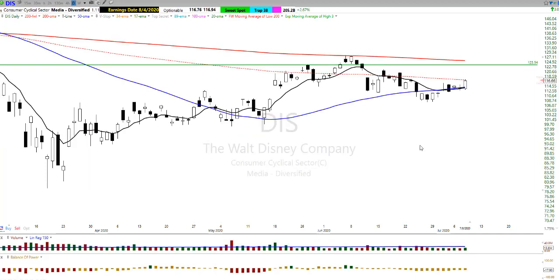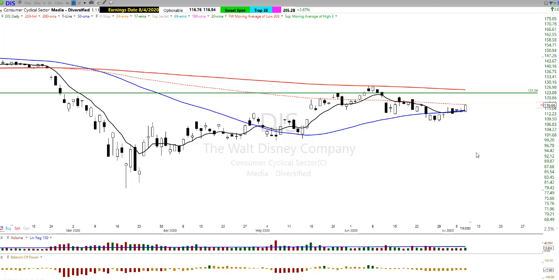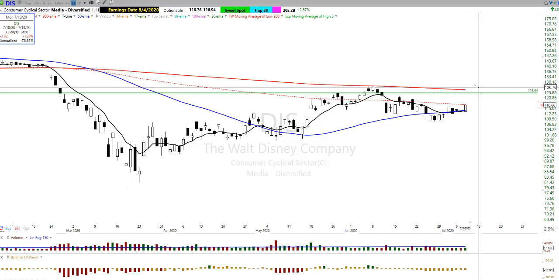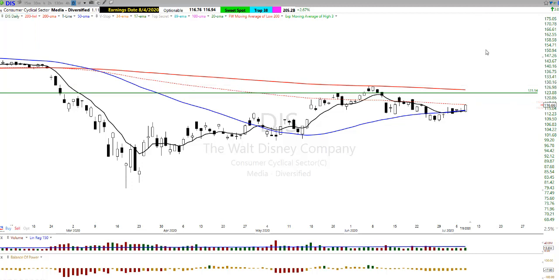Now the last one I have is Disney. This is another rounded bottom breakout. I'm looking for a target of 123.50 and up here toward the 200, and maybe these tops of about 128.20. So that would, and Disney can go higher. All these can go higher.